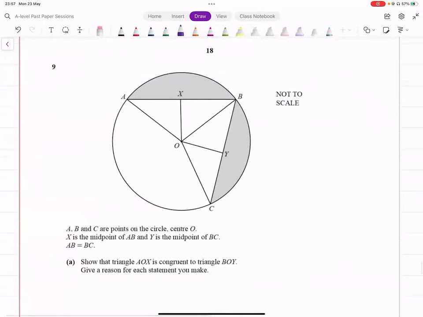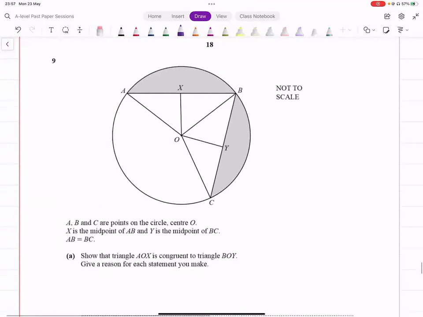Okay, let's move on to the next question. Now we've got circle theorems. We've got these points A, B, and C. These are points that lie on the circle, and the center is O. X is the midpoint of AB, and Y is the midpoint of BC. We've got this point X and this point Y. These are the midpoints of those chords.